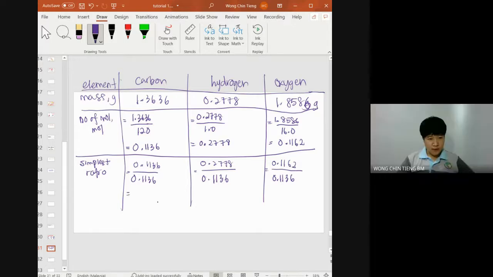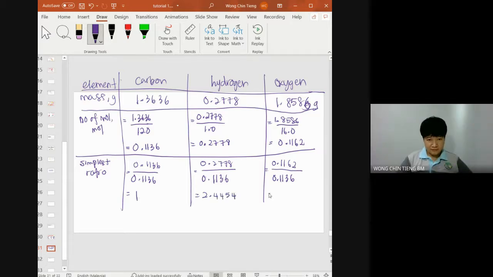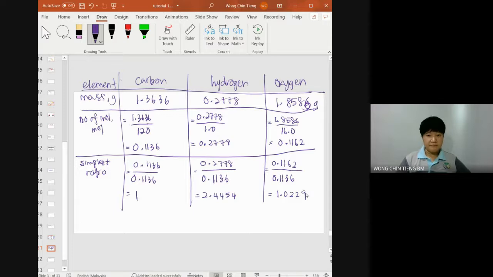And the ratio that you obtain over here: 1, 2.4454 to 1.0229. Perfect. Alright. And kat sini boleh round off ke?